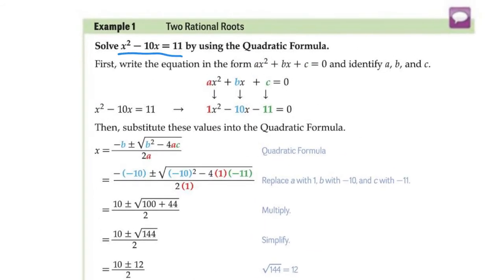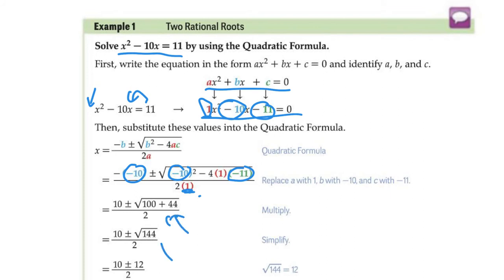So first, you need to take the expression they give you. You need to write it in standard form, so you have to move that 11 over and make it negative 11, so that it's equal to 0. This one, there's no coefficient in front of x, which means it's the same as 1. So we're just going to use 1 for a, that's right here. b is negative 10. And then c is negative 11, so you put that negative 11 here.